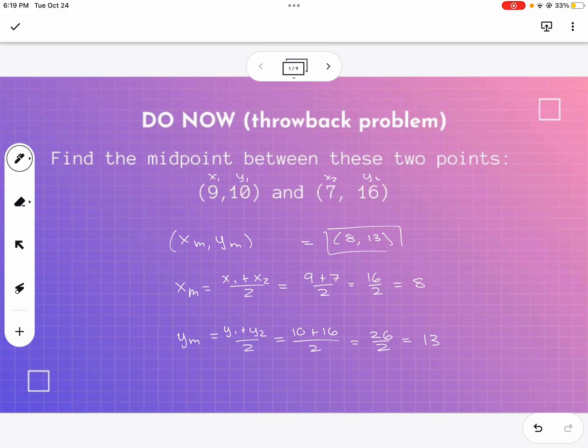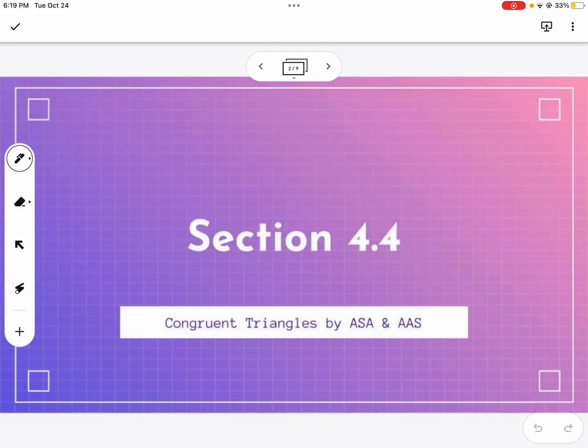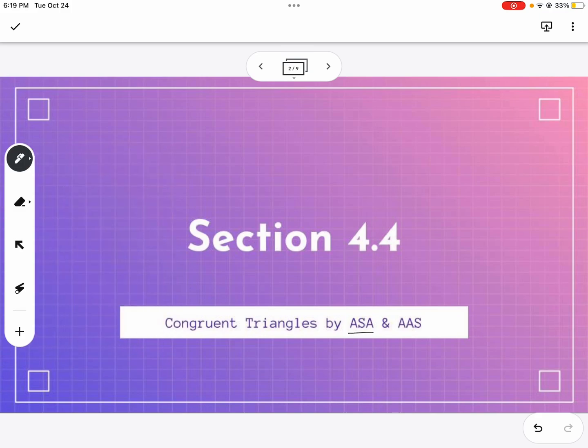Let's get into 4.4. So today we're talking about 2 other postulates or theorems that will help us to prove 2 triangles are congruent. We're going to talk about one called the angle side angle one and another called the angle angle side postulate. So ASA, AAS. These combined with the 2 we talked about yesterday, SSS, SAS, are going to be like the big 4 for us.